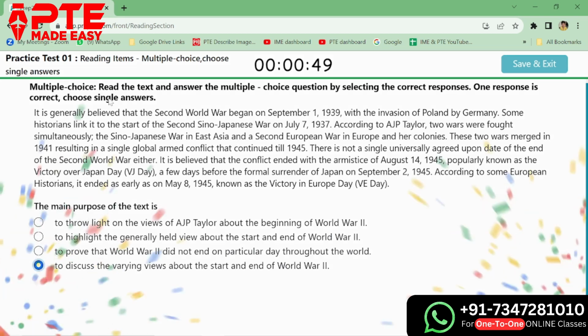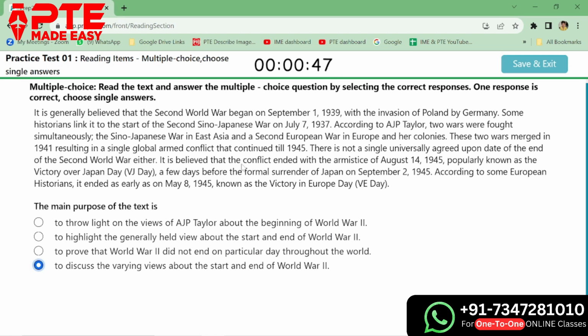Let us mark it and then read it carefully so that we do not miss the answer. It is believed that the conflict ended with the armistice of August 14, 1945, popularly known as the Victory of Japan Day. So they are giving various views that it ended like such, it started like such, it was the invasion of Poland by Germany. So we need to just mark it like such.